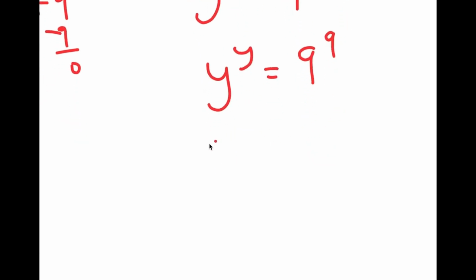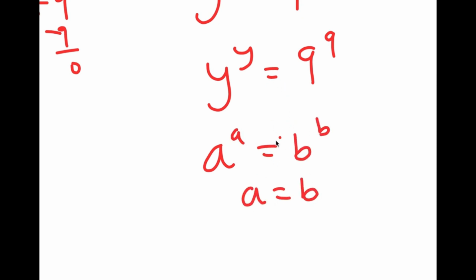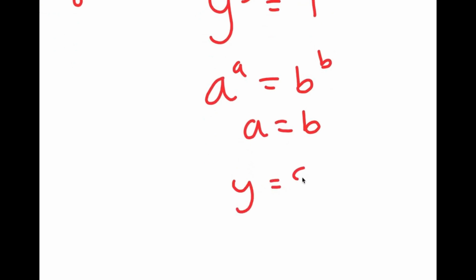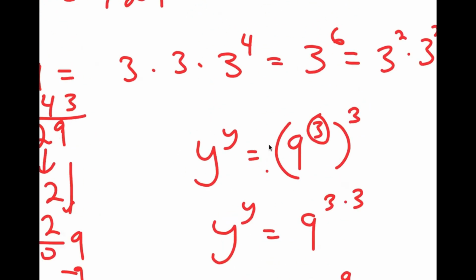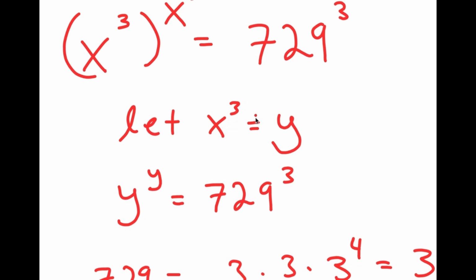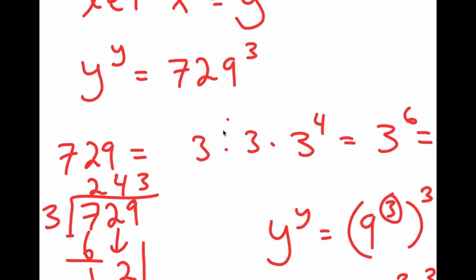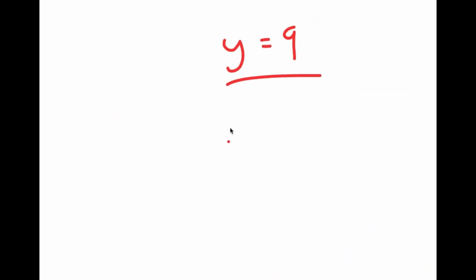And now I can use the property that if a to the power of a is equal to b to the power of b, this means that a equals b. So in this case, y is equal to 9. Now, recall how I let x to the power of 3 equal to y. Meaning, I get x to the power of 3 is equal to 9.